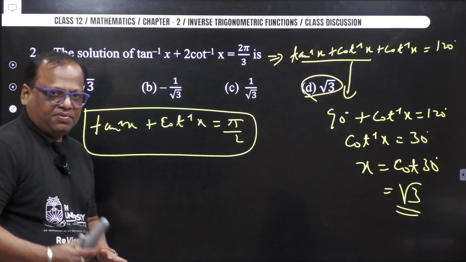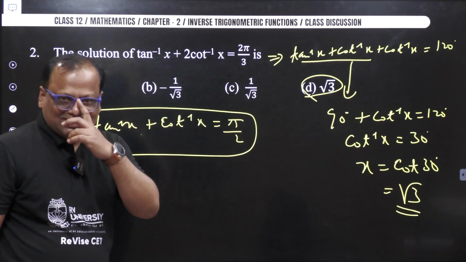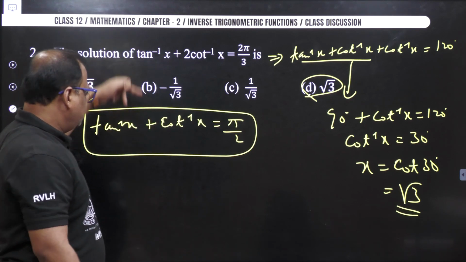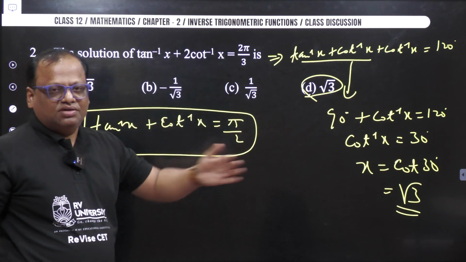Okay. So which property are we using? We are using this property. Sir, is there any other method? Yes, there is another method. You can solve these two equations by doing equation 1 minus equation 2. Then also we will get the same answer.